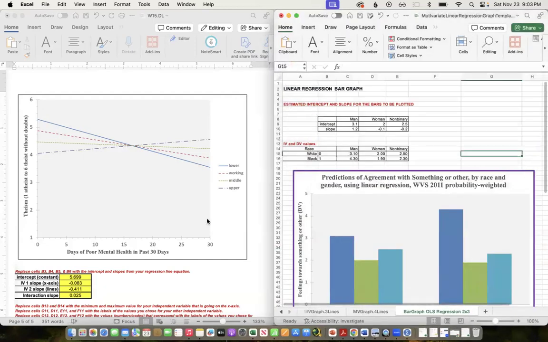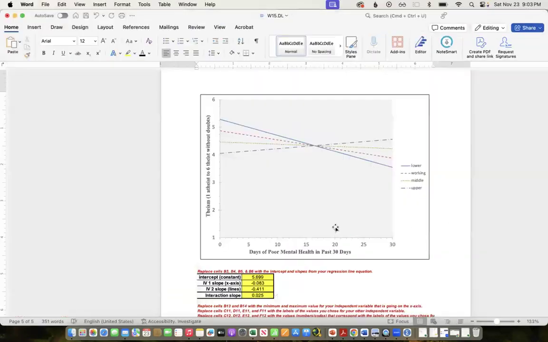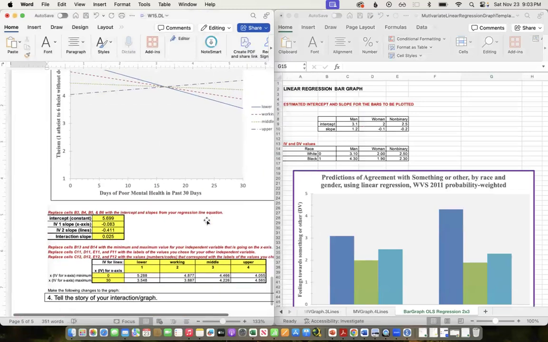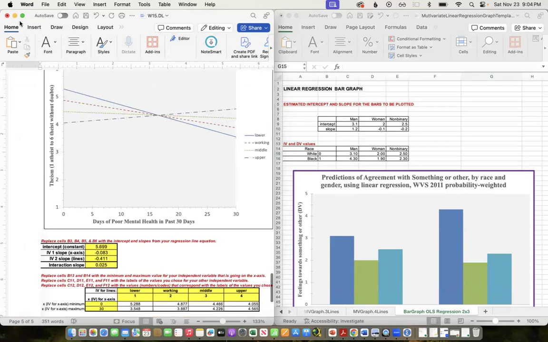Let's look at the ones that we looked at last week. Last week with multivariate, here you would just describe again what you're seeing going on here.